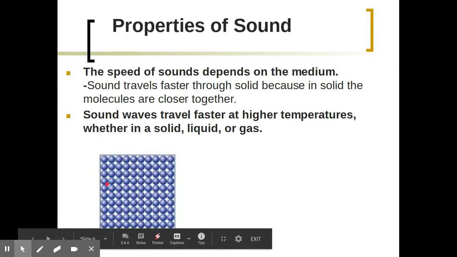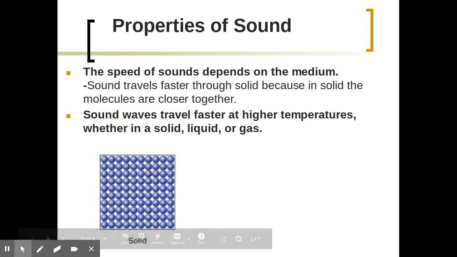Sound waves also travel faster at higher temperature. Temperature affects the speed of sound. Heat is a form of kinetic energy. Molecules at higher temperatures have more energy and they vibrate faster when they have more energy. This allows sound waves to travel more quickly.